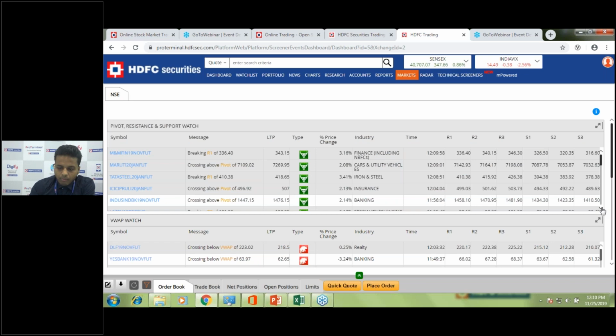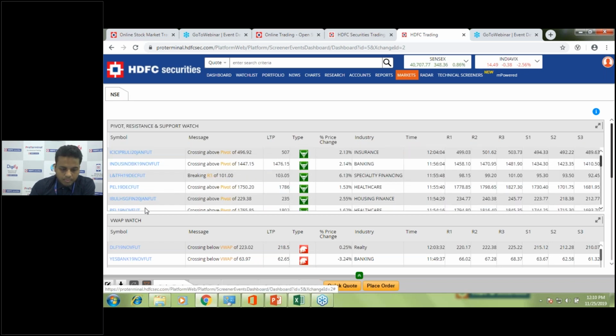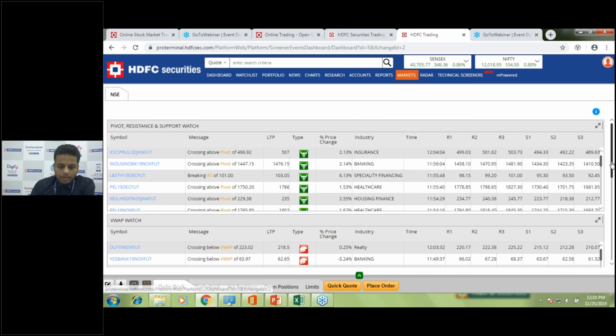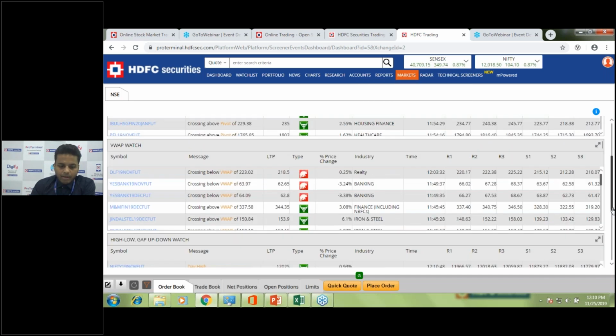So let us just see, for example, what happened with L&T Finance. We just have to click on L&T Finance, and the details will come up. It broke R3 of 101. The current LTP is around 103, so it has broken 101 and given a breakout for L&T Finance. The overall price change is 6.13%. Also, you can see the industry it belongs to, the time and all the different levels. This is something that, as an intraday trader, is very helpful.